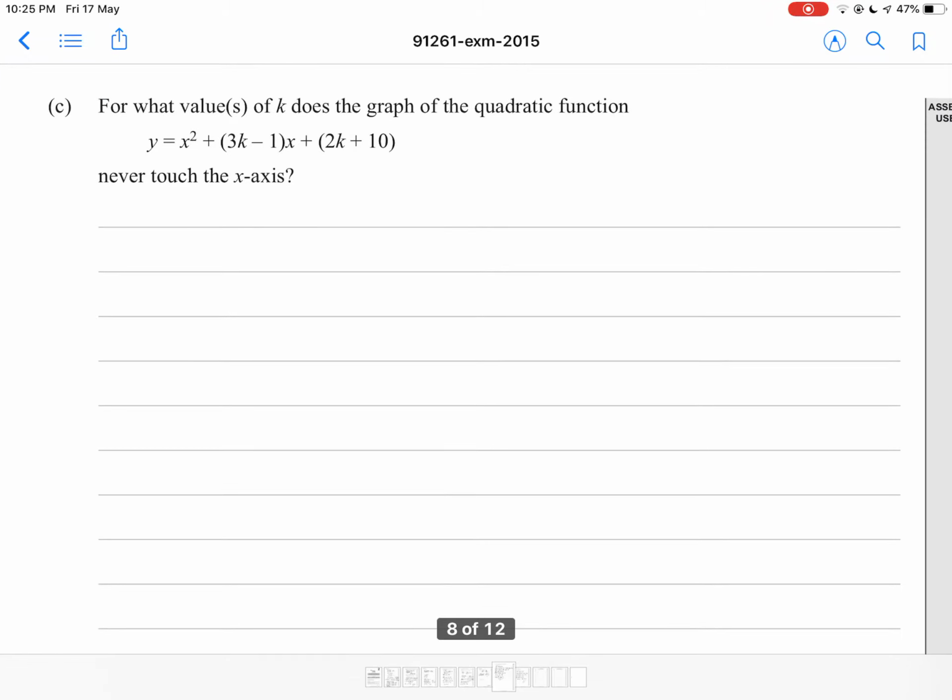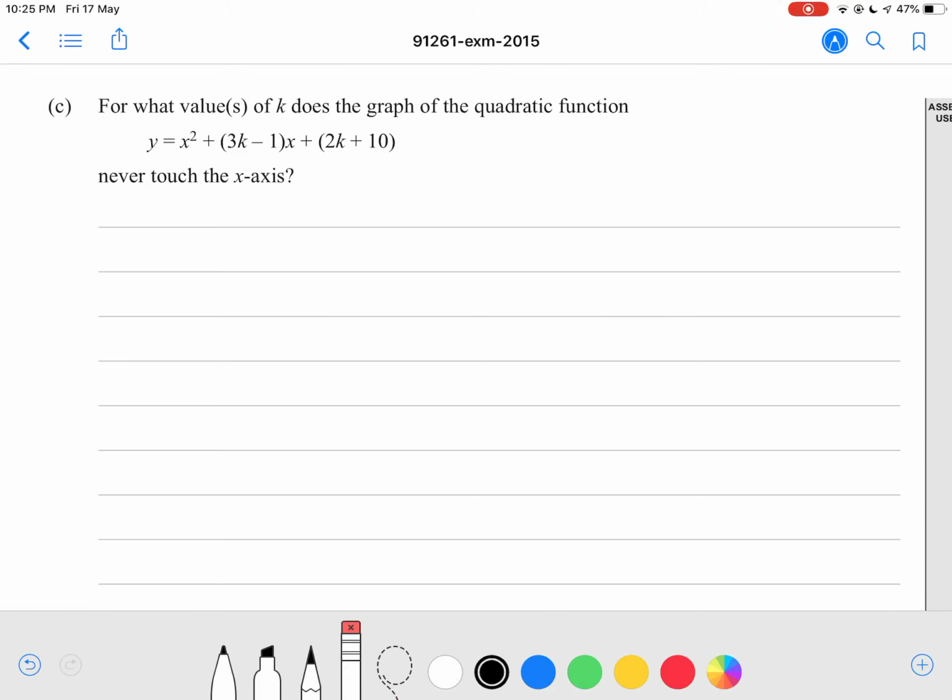For what values of k does the graph of the quadratic function y equals x squared plus (3k minus 1)x plus 2k plus 10 never touch the x-axis? If it never touches the x-axis, that means it has no real solutions, because there are no x values for y equals 0. So therefore, b squared minus 4ac is less than 0.